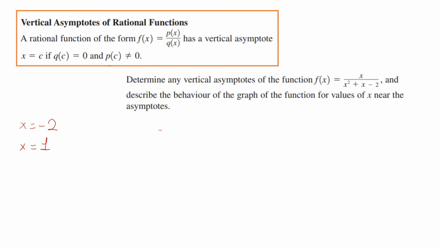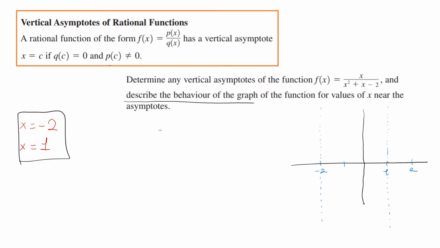Now that I have my vertical asymptotes, which occur at these points, the next thing it's asking me is to describe the behavior of the graph of the function near the asymptotes. If I were to draw this, I can represent my vertical asymptotes by drawing dotted lines. And in order to describe the behavior, I'm going to make a table.